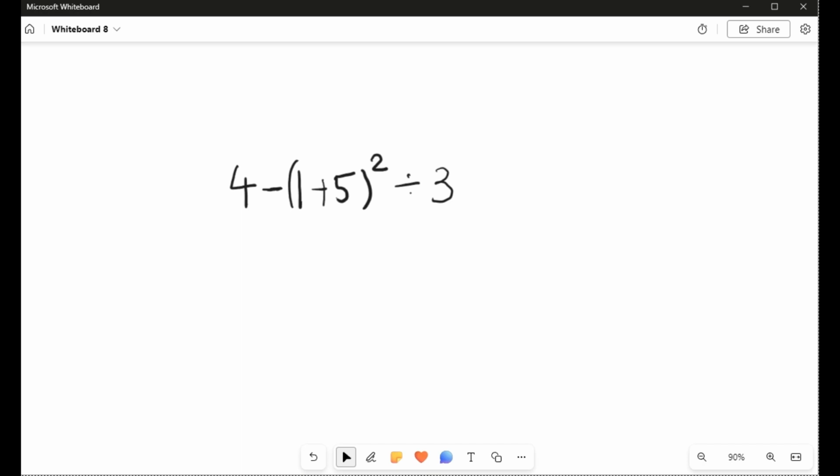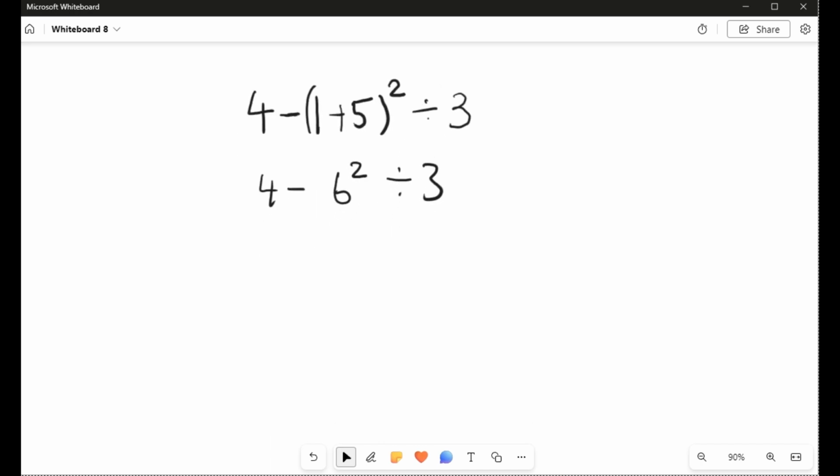So let's go back to our question. We're going to use our BIDMAS to solve this question. So first off, we know the first letter is B, brackets, and we have a brackets here. So we're going to solve inside the brackets first. So let's do our equation once we've solved inside the brackets. That will be 4 minus, and we do our 1 plus 5 inside the brackets, 6 squared divided by 3. So what comes next? We have an indice now. I is the next stage in BIDMAS. So 6 squared is 36. So we're left with 4 minus 36 divided by 3.